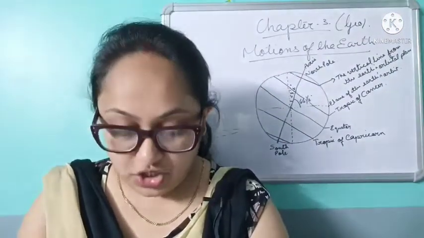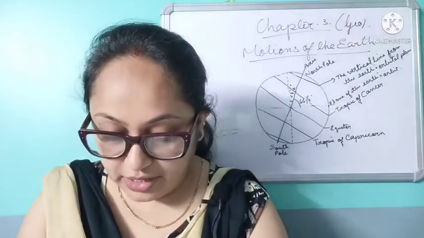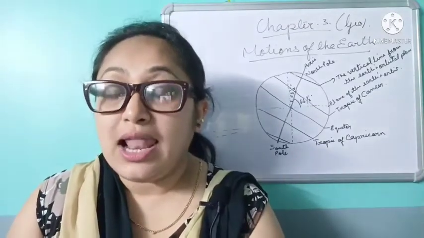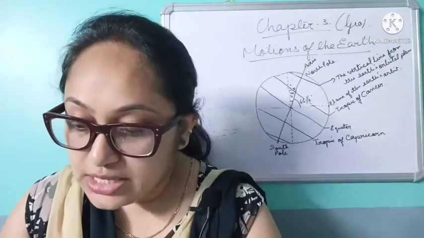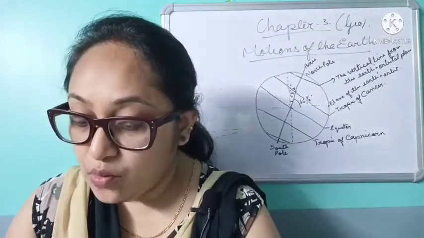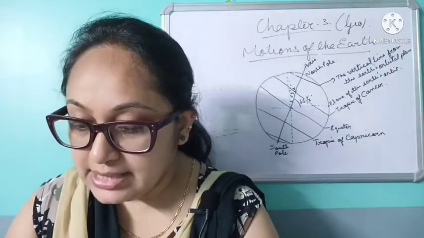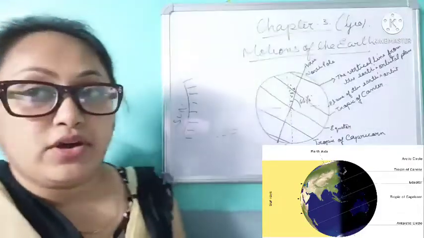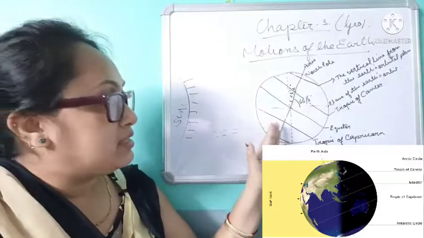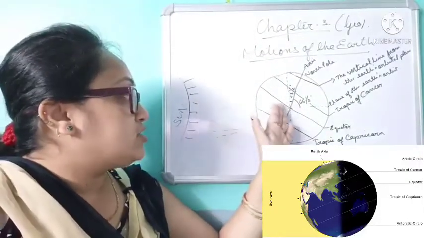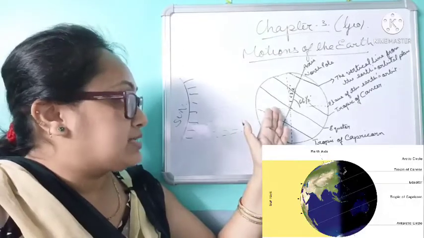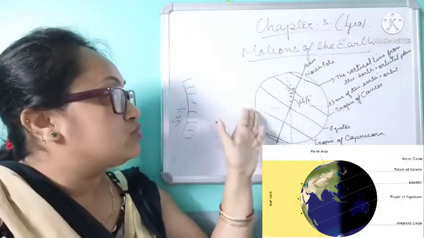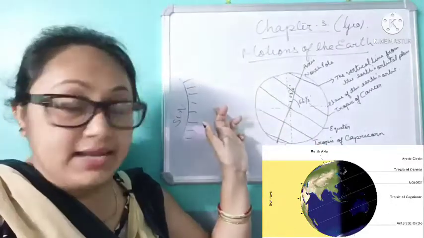The circle of illumination. The sun is the main source of heat and light for the Earth. Everyone knows the sun gives us heat and also light. Due to the spherical shape of the Earth, only one half of it gets light from the sun at a time, and the other half remains in darkness. When the Earth faces towards the sun, this area gets light and this area becomes dark.